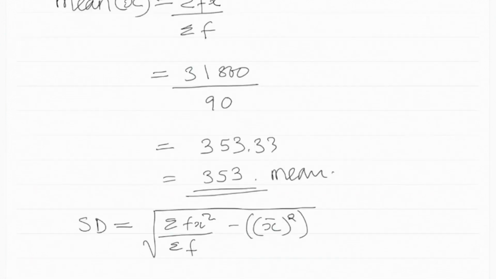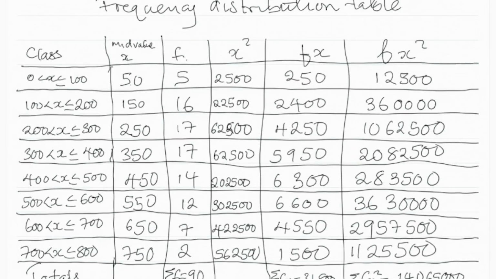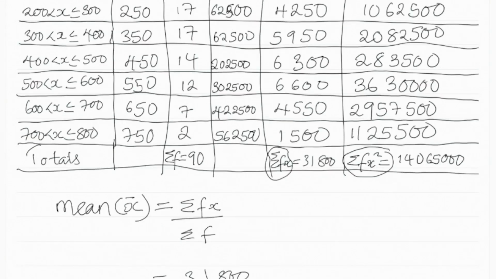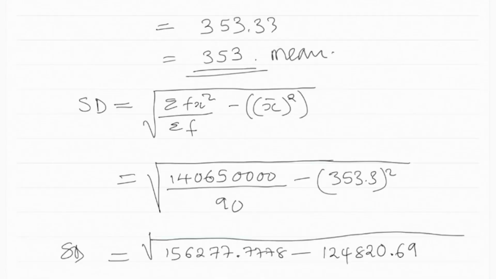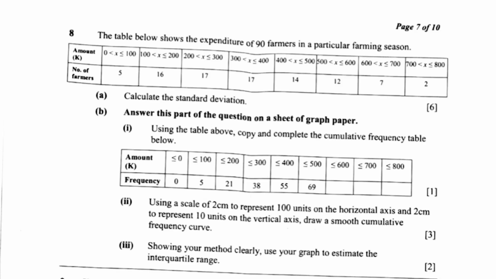So much of the work, you are taking it from the frequency distribution table that you had already worked on. And this is where we are getting, for instance, the summation of fx, the summation of x squared, and all that stuff is rightly given in the question. Now that we have found the standard deviation, we now go to part B of this question.